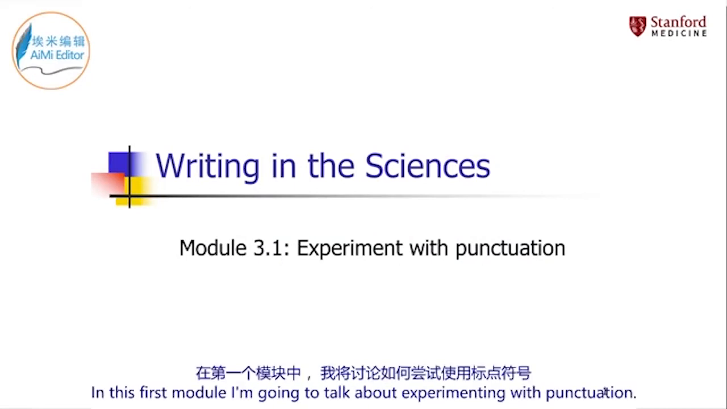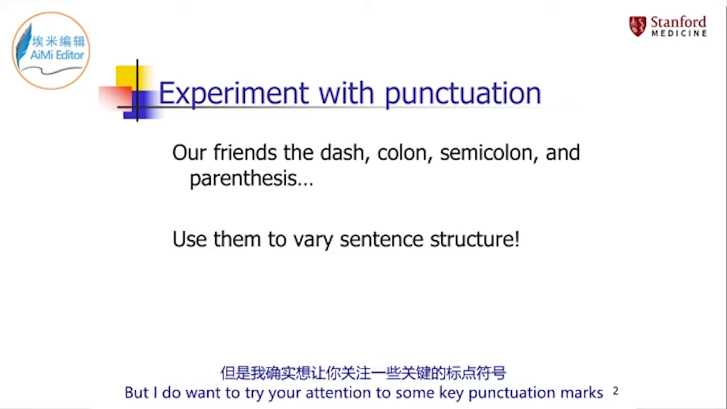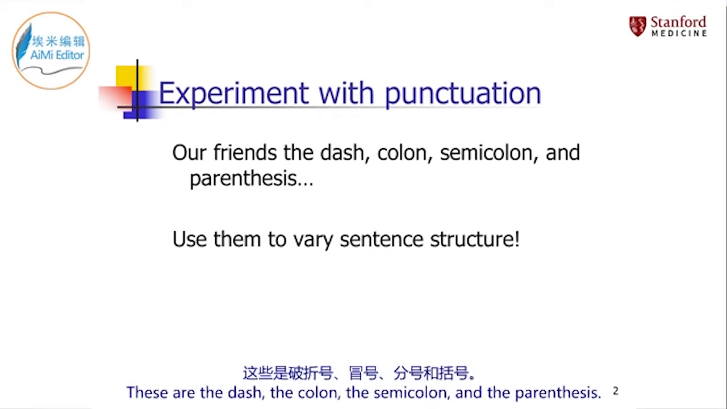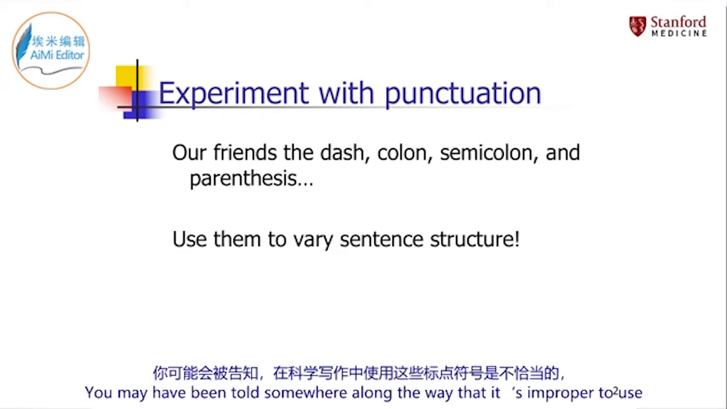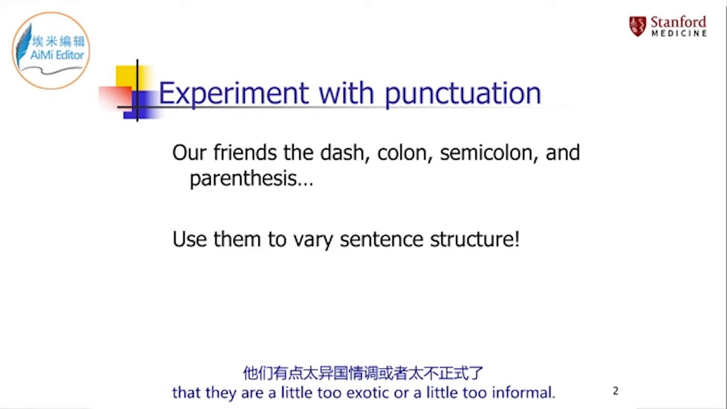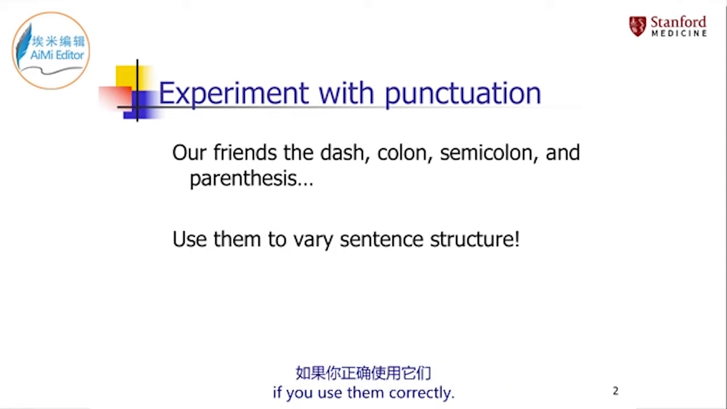In this first module, I'm going to talk about experimenting with punctuation. This is not a course on grammar or punctuation, but I do want to draw your attention to some key punctuation marks that you may be neglecting in your writing. These are the dash, the colon, the semicolon, and the parentheses. You may have been told somewhere along the way that it's improper to use these punctuation marks in scientific writing, that they are a little too exotic or a little too informal. In fact, these are perfectly fine tools to use in scientific writing if you use them correctly.